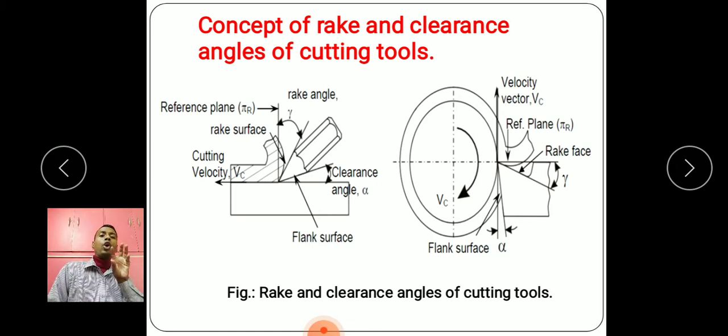In a front view, in a lathe operation, you see here the rake face, and this is a flank surface. Alpha is the clearance angle, gamma is the rake angle. This is the clearance and rake angle concept.